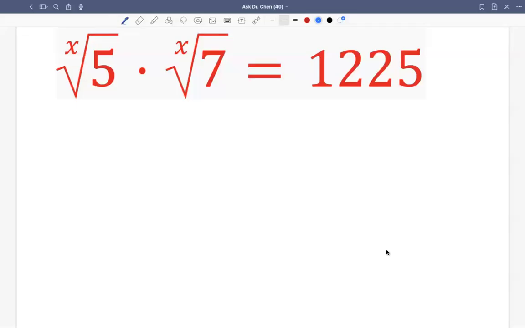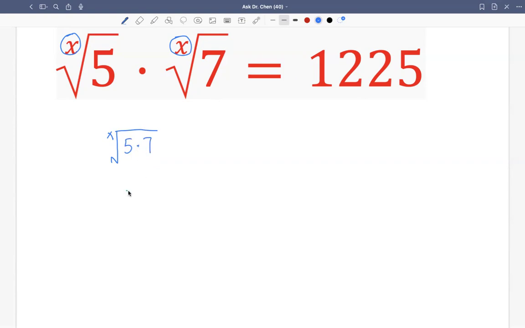Let's see this question. So x appears in the index. This means x root of 5, x root of 7. We know square root of 5, where square root means x equals 2. Cubic root of 5 means x equals 3. Because both have x root, 5 and 7, we can put them together and write it as x root of 5 multiplied by 7.